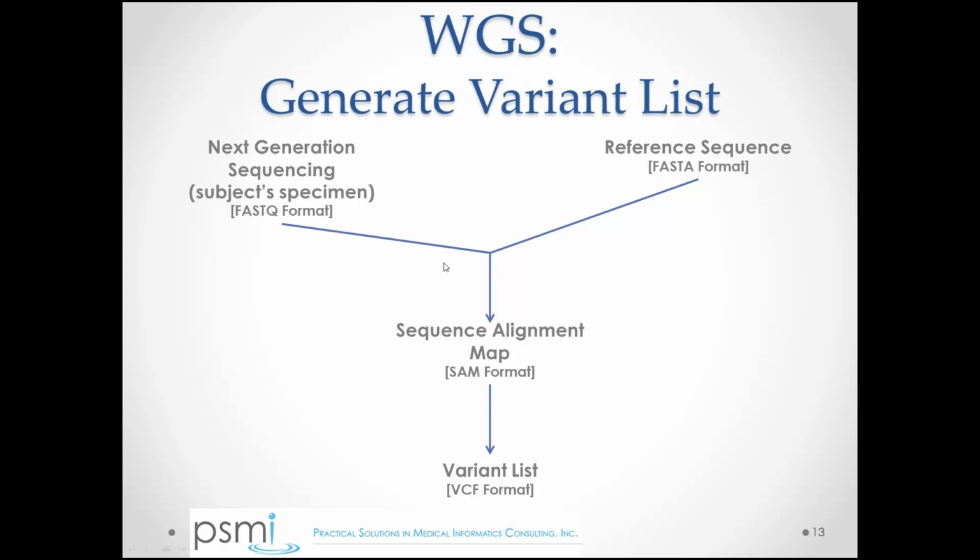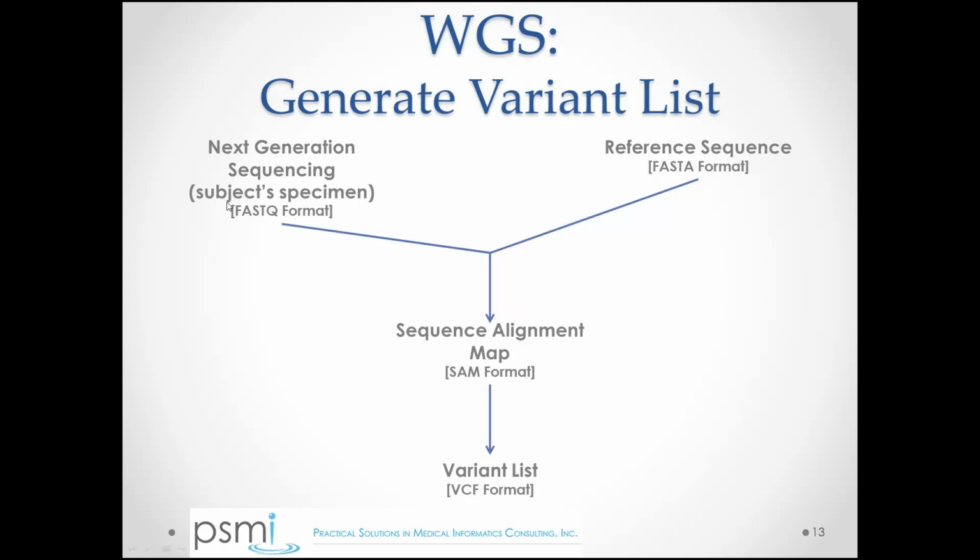So what we're going to do is perform next generation sequencing on the subject specimen. That's going to yield a file that has all of those reads, and that particular file is going to be in FASTQ format. We're going to compare those reads against the reference sequence from the NIH, and the reference sequence is in a file format called the FASTA format.